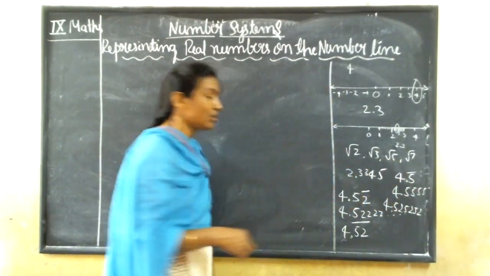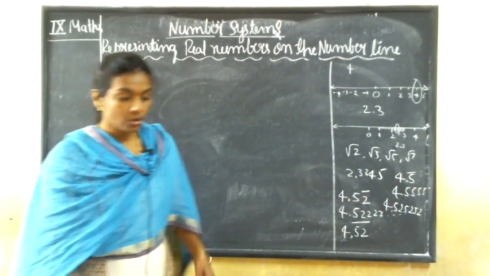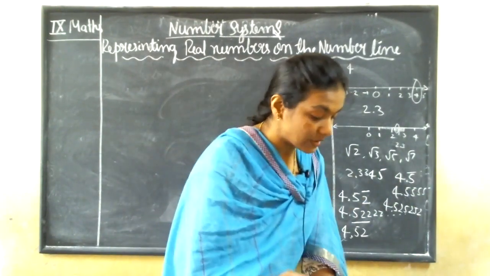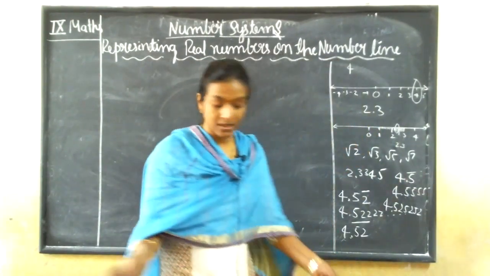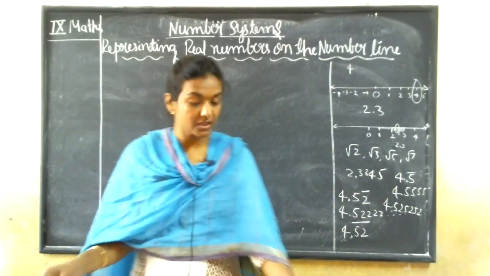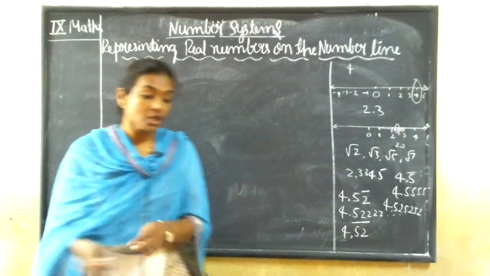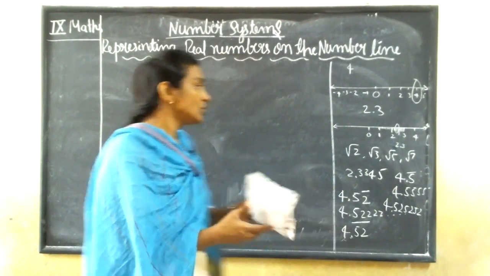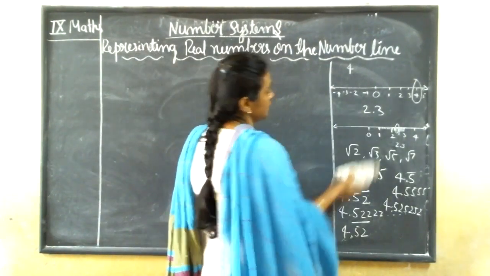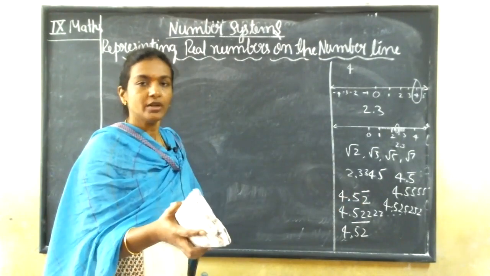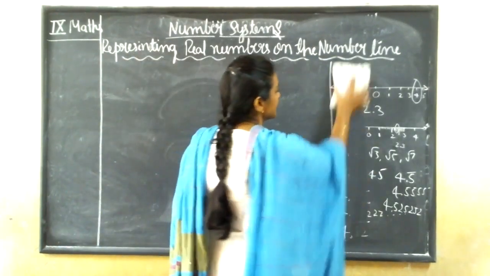4.525252. This is how we do this, right? So today in this class we are going to learn how you will locate decimals on the number line if you have terminating, non-terminating, repeating and non-repeating decimals. Okay, how you are going to locate them, that we are going to learn today. Understood what we are learning today? Yeah. So I hope it is clear.